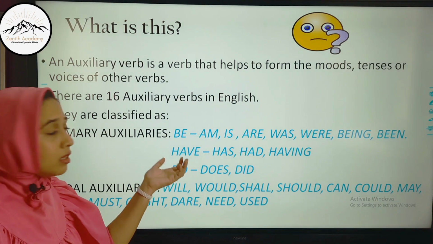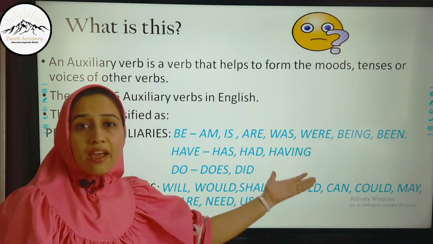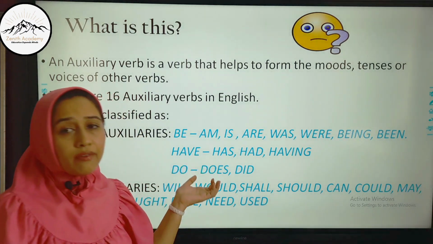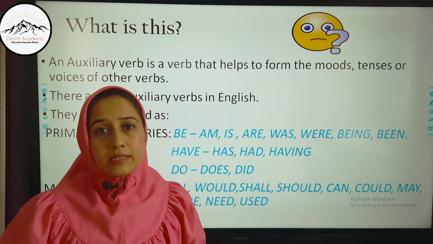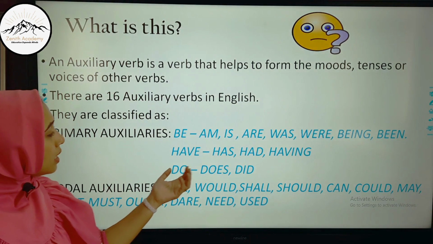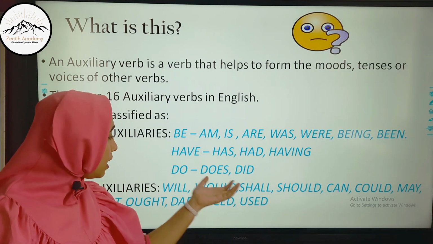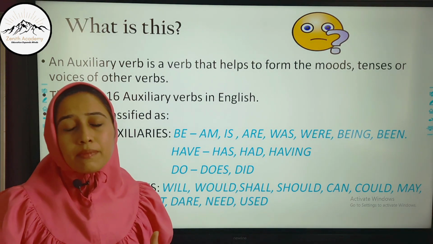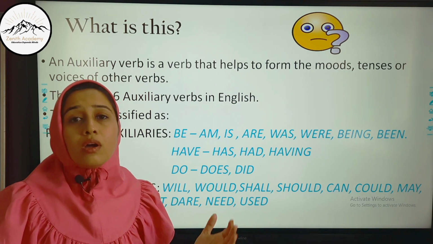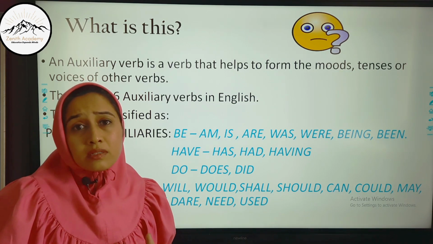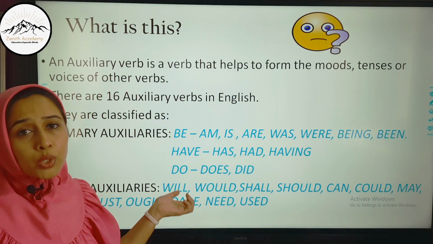Similarly, the 3 forms of have are have, has, had and having. The word have is mostly used while writing the sentence in the perfect tense. Do has other forms, does and did. For example: we do, we are doing something, he did it, she hasn't done it, or doesn't she do it. These are the forms of the word do when we are writing.